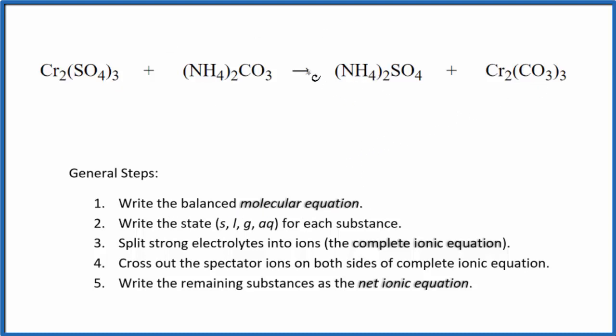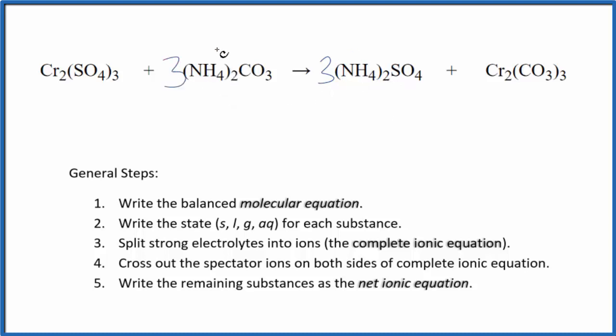It's a little bit intimidating, but I can see right away I have two ammoniums, that's good. But I have one sulfate here and then three of them here. So I'll put a 3 in front of the ammonium sulfate. That balances the sulfates. Now I have 3 times the 2, 6 ammonium ions. So I'm just going to put a 3 here.